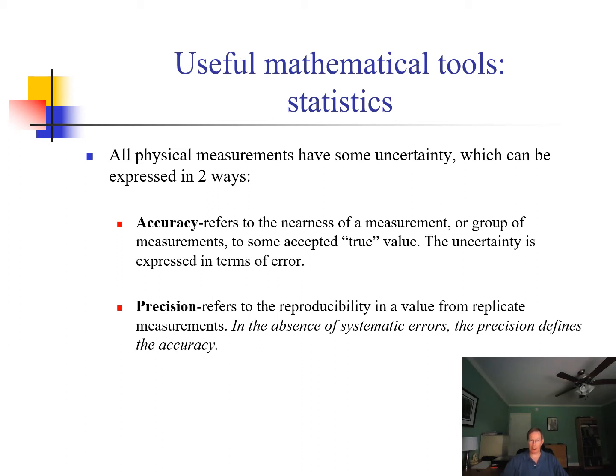Now, precision is a concept that has to do with the reproducibility of values from replicate measurements. So I'm measuring the same thing over and over and over. And the reason that I do this is that if I don't have any systematic errors leading to a problem with accuracy, the precision is what is defining accuracy in this measurement.